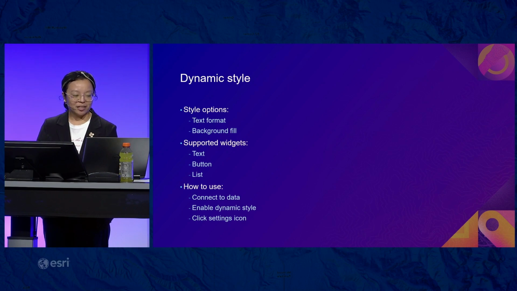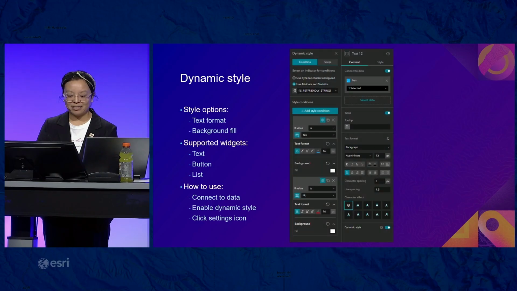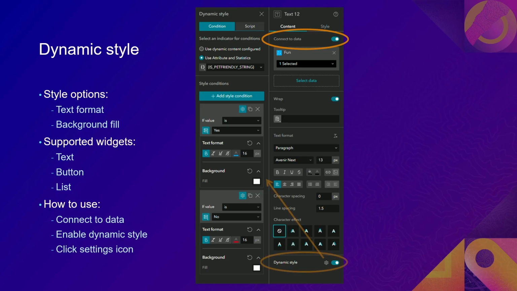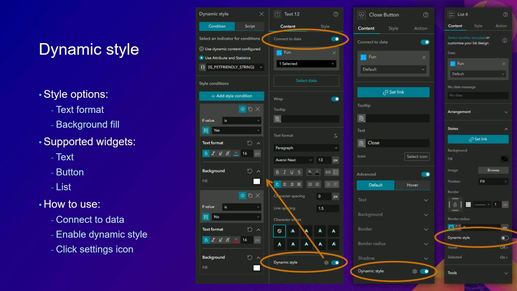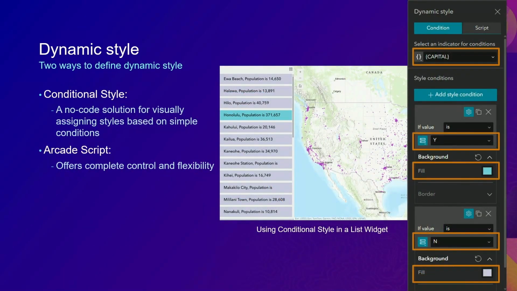This includes changing appearance such as text size, background color, and border styles based on field values, statistics, and calculated logic. Currently, dynamic styles are supported in the text widget, button widget, and list widget. The dynamic style option becomes available in widgets when you connect them to data and then turn on dynamic style. Widgets support two ways to define dynamic style.